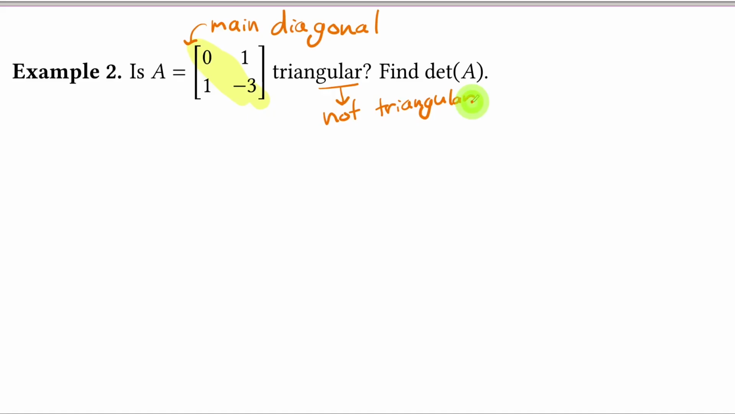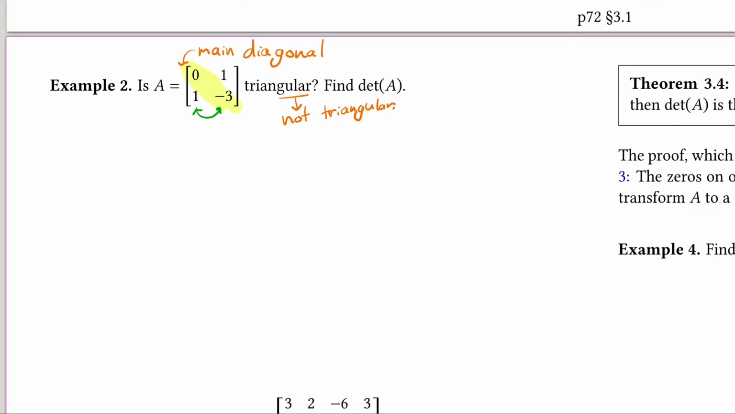But just to point out, the triangle has to be either that way or this way. And because this one is not 0 and this one is not 0, it's not triangular. But we could maybe turn it into a triangular matrix. What would happen if we swapped these two columns? Well, let's see.